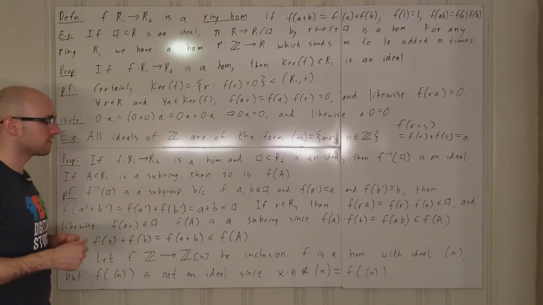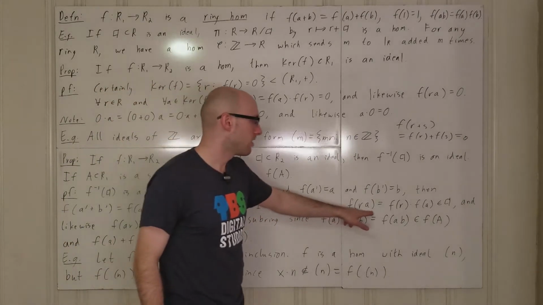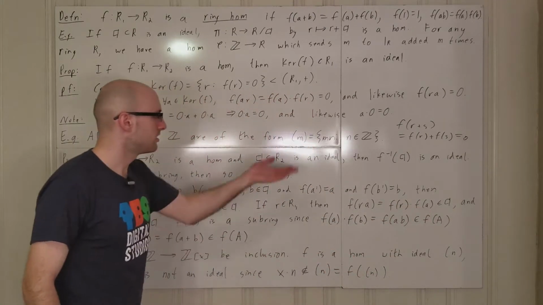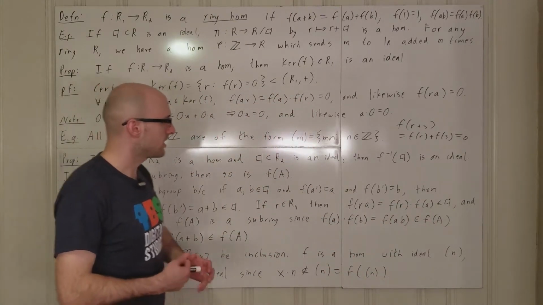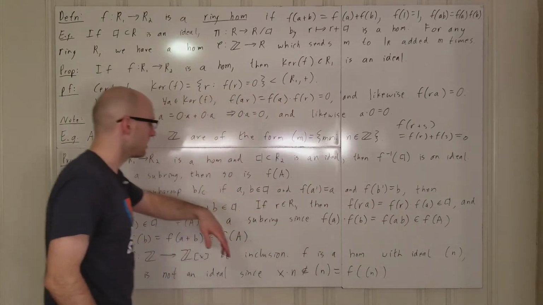And then the other thing, for multiplication: if you take an element R in R1, then F of R times A prime is going to be F of R times F of A prime. We're just taking some element of R2 and multiplying it by F of A prime.